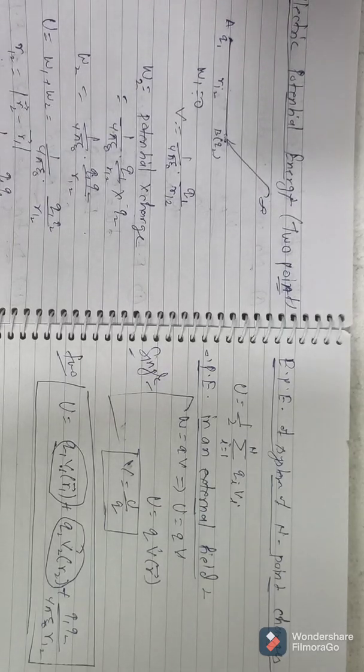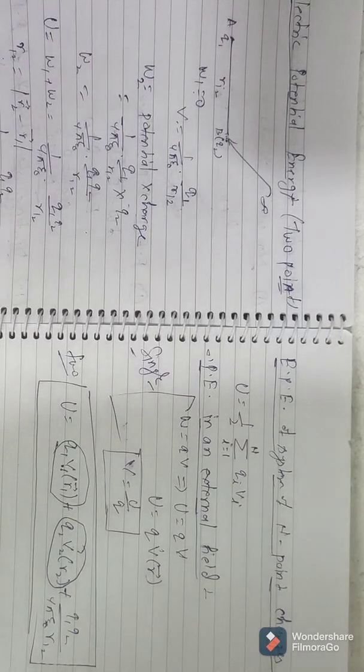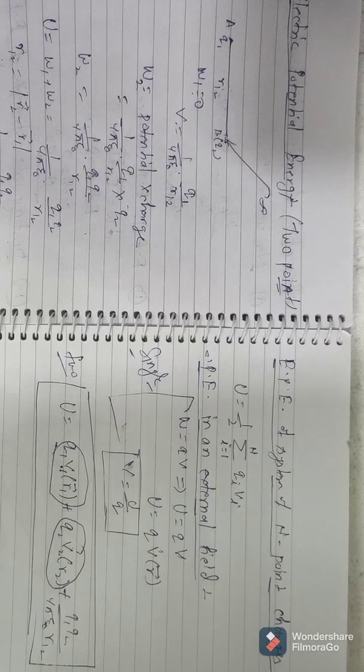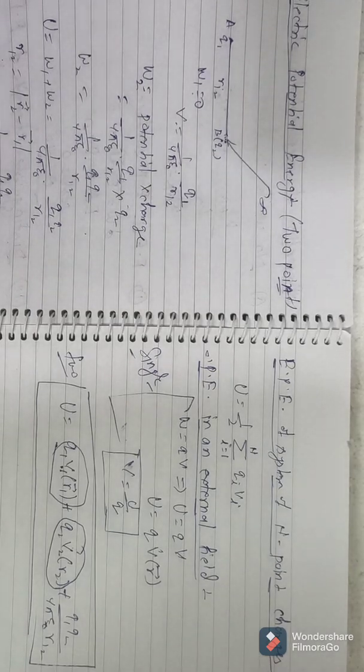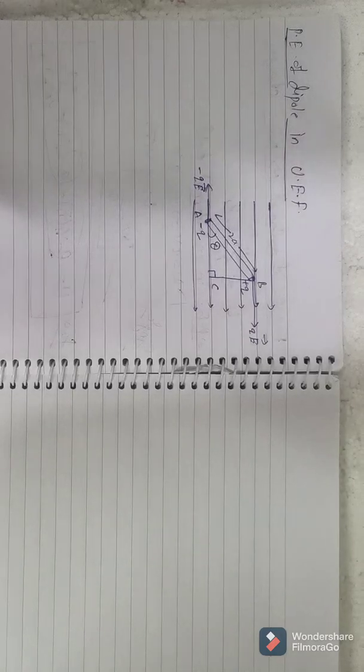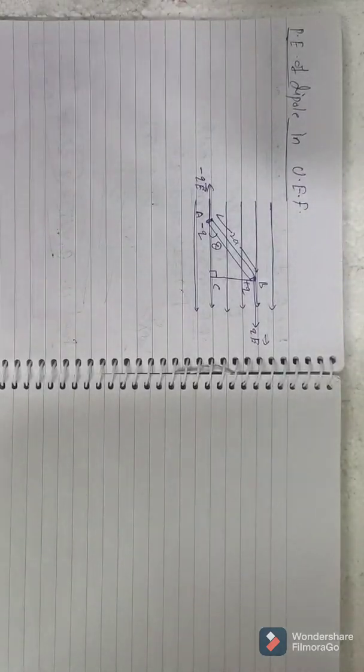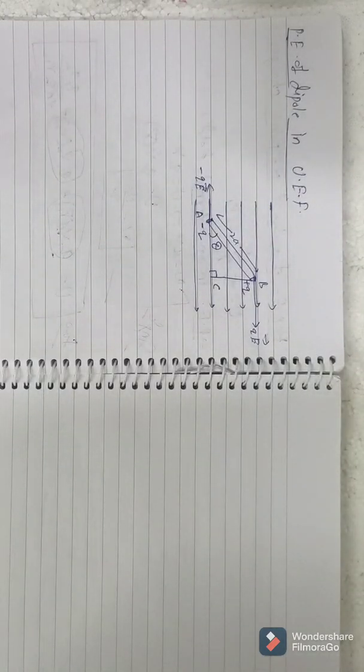Okay, so now we will find the potential energy of a dipole in a uniform electric field. In the next class, we will do the further topic. Now we can find the electric potential energy of a dipole in a uniform electric field. We will find the potential energy of a dipole when it is placed in a uniform electric field.